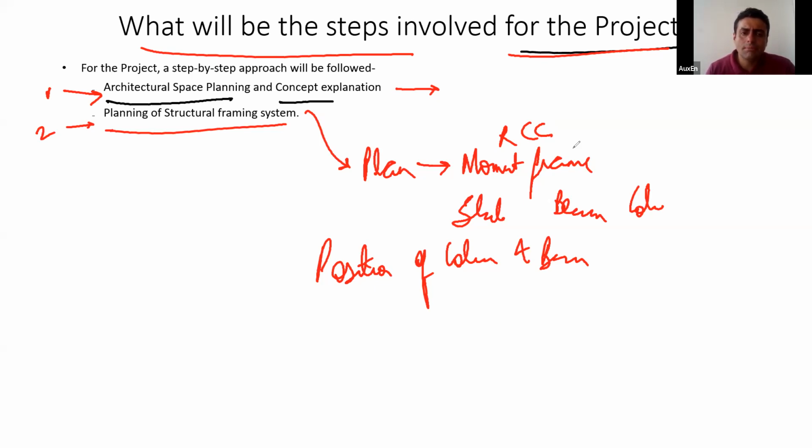So this is extremely important, and this skill to finalize or place columns and beams, to come up with a structural system, only comes with experience. But this is an extremely essential step. So you do not directly jump to a software and start preparing models. First, you have to finalize this. So this will be our second step for the project.